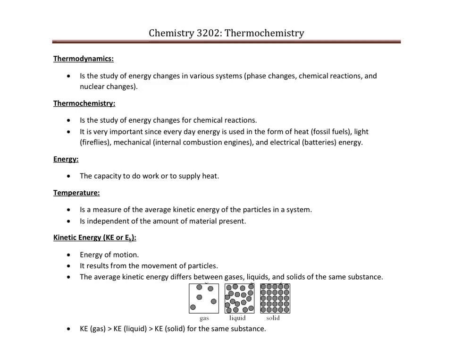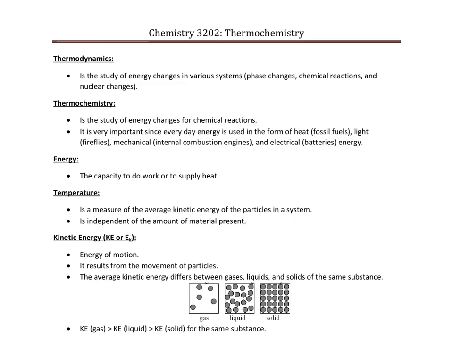It is very important since everyday energy is used in the form of heat, like fossil fuels, light, like fireflies, mechanical, like internal combustion engines, and electrical, like batteries. Energy is the capacity to do work or to supply heat. Temperature is the measure of the average kinetic energy of the particles in a system. It is independent of the amount of material present.